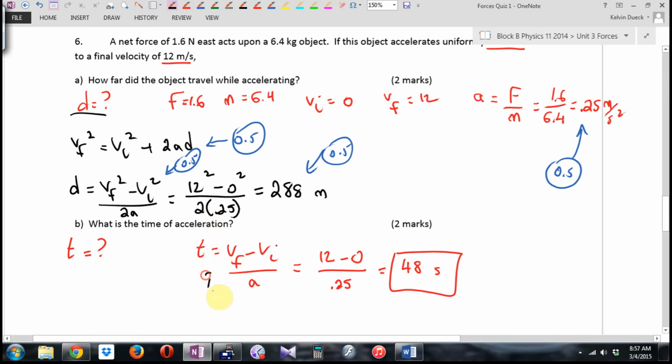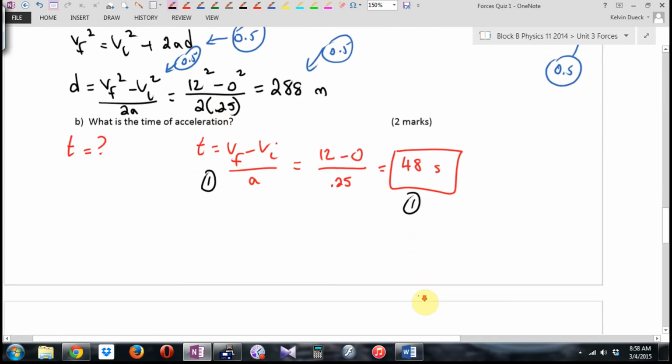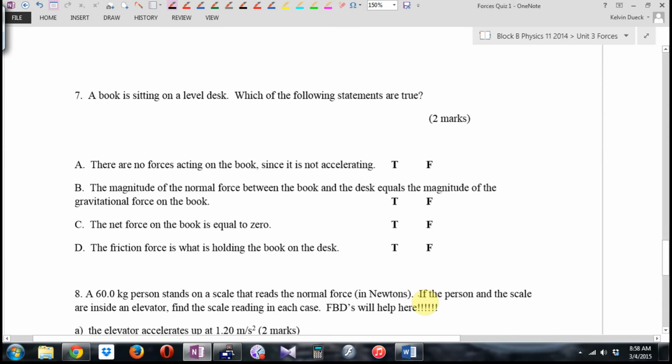You know what? 1 mark for that. I guess 1 mark for the answer. Turn the page, or next page over. Now we're going to be getting into some Newton's laws and some free body diagram stuff, because I see, for example, in number 8, an elevator of all things.